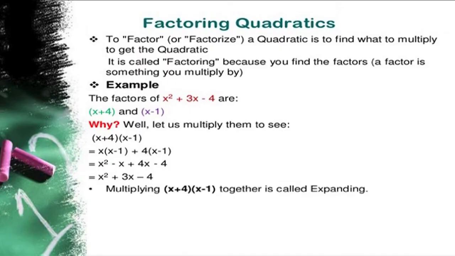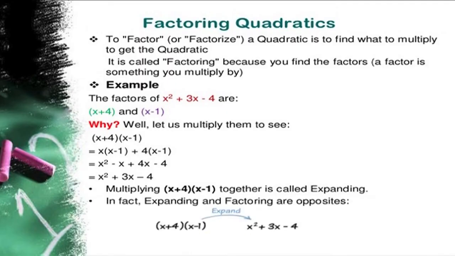Multiplying x + 4 with x - 1 together is called expanding. In fact, expanding and factoring are opposites. x + 4, x - 1: when expanded, we will get x² + 3x - 4. Again, x² + 3x - 4: when we factor, you will get x + 4 and x - 1.